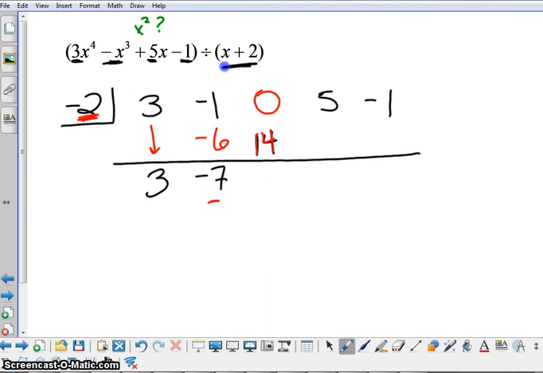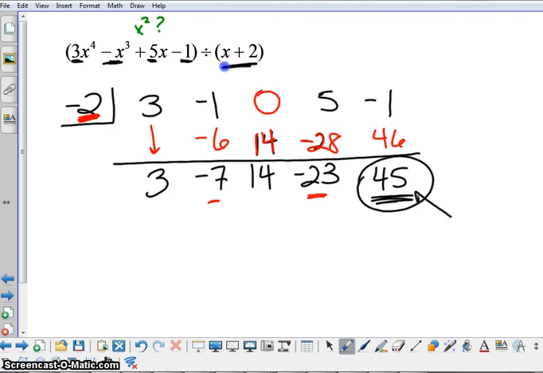14 plus 0 is 14 again. And then we say negative 2 times 14, which is negative 28. Excuse me, I'm getting my colors mixed up. And we say negative 28. 5 plus negative 28 is negative 23. And we're getting a big number, but that's fine. Now we'll say negative 2, again, times negative 23 is going to give us positive 46. And we add, for our last term there, negative 1 plus 46 is 45. This is our remainder. That's the last term, the last number is always the remainder.